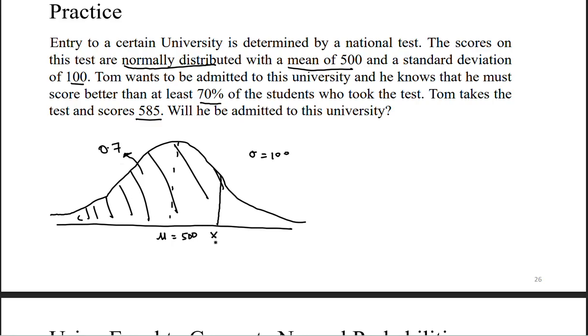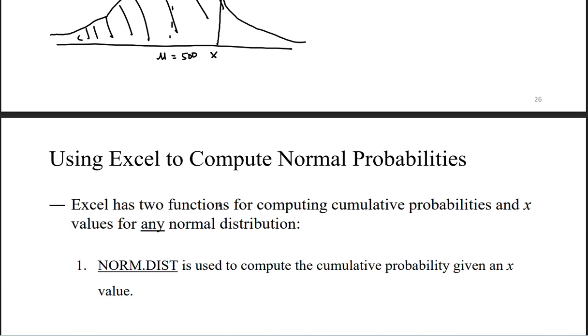How do we find the value of x? Again, we will use the table to find the z value for 0.7, and then we will use the formula x equals z times the standard deviation plus the mean to find the value of x. Try your hands on this, and when we meet for our discussion, we will practice this as well.